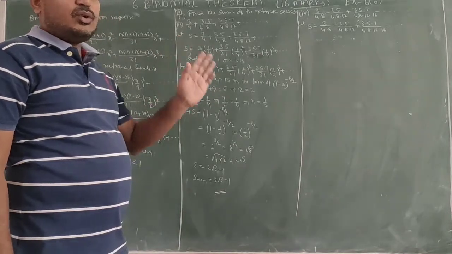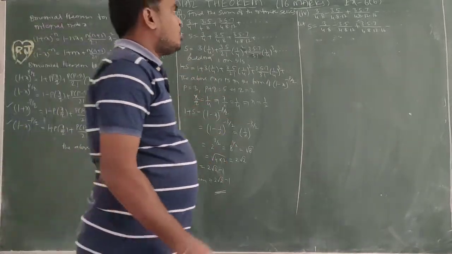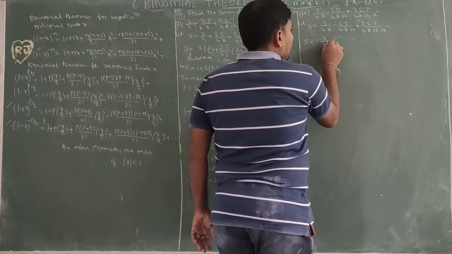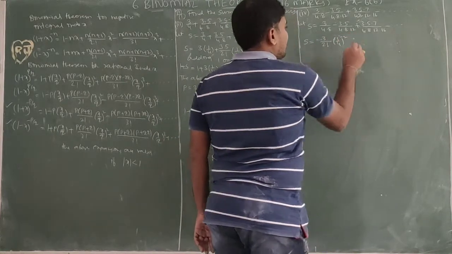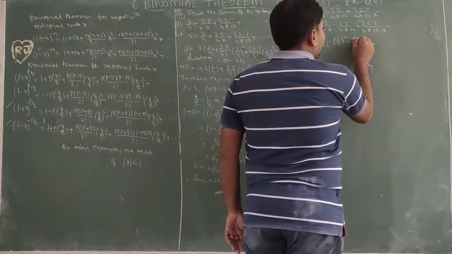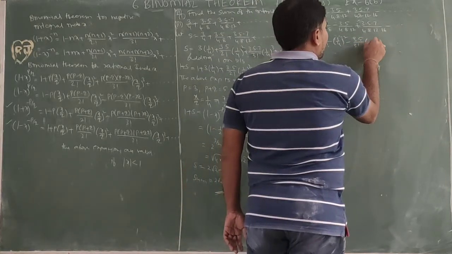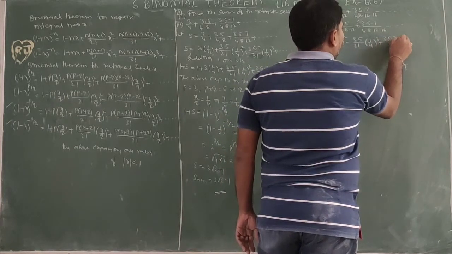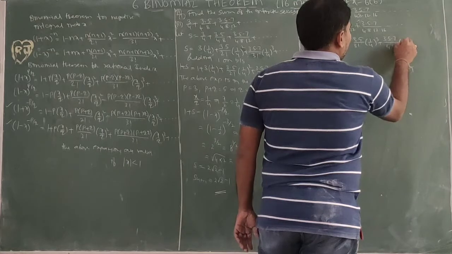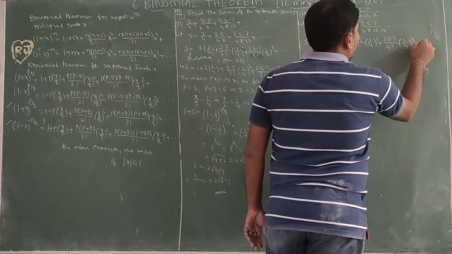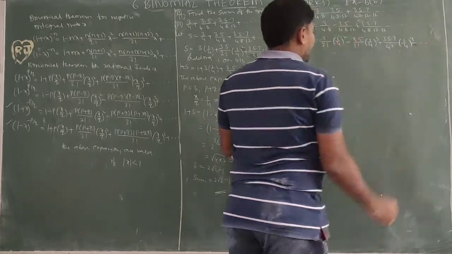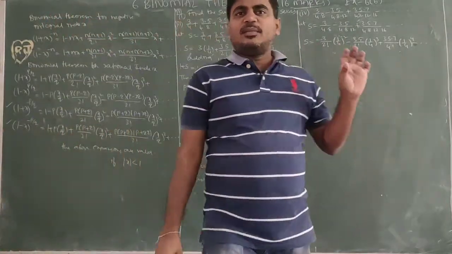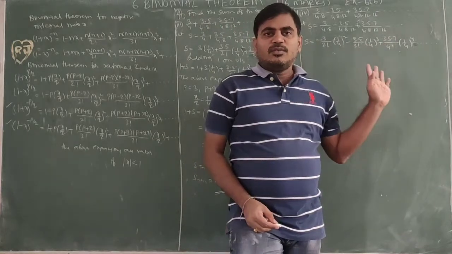4 into 1, 4 into 2, 4 into 3, 4 into 4. So S is equal to 3 by 2 factorial into 1 by 4, also simply minus 3 into 5 by 3 factorial into 1 by 4 whole plus 3 into 5 into 7 by 4 factorial into 1 by 4 to the power 4 minus, up to so on.